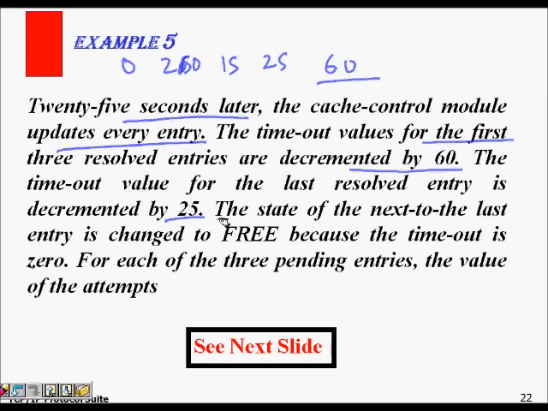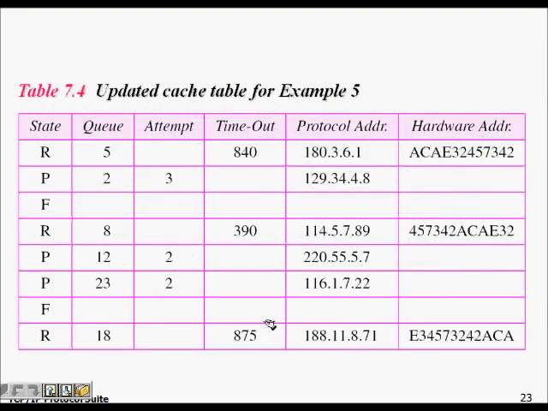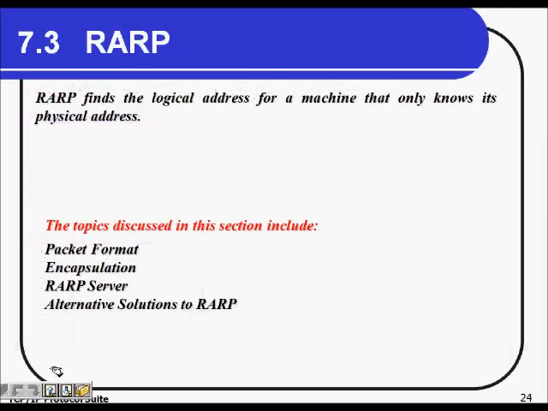That entry was added later, so it was decreased by just 25 seconds. You can see that all of the entries are decreasing. So it's 840, initially it was 900; this was 450, it became 390, and so on. This was 900, and after 25 seconds it became 875.